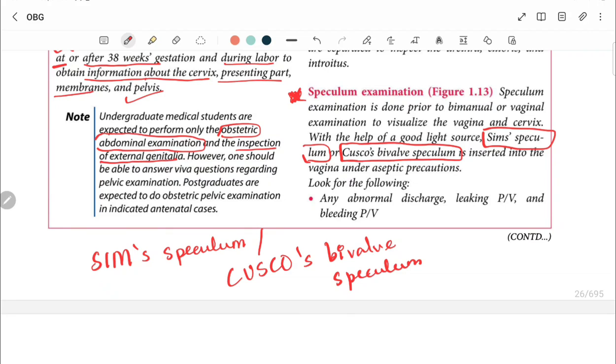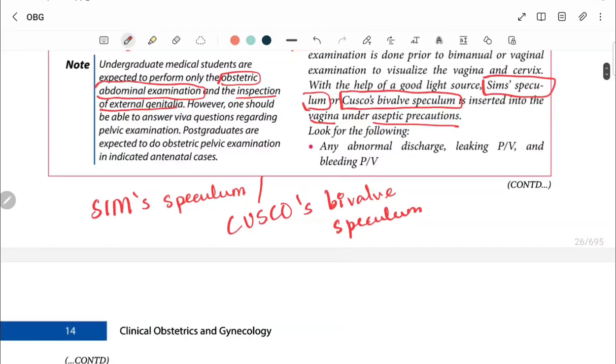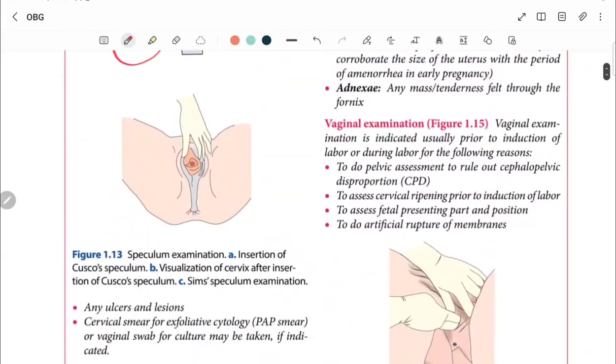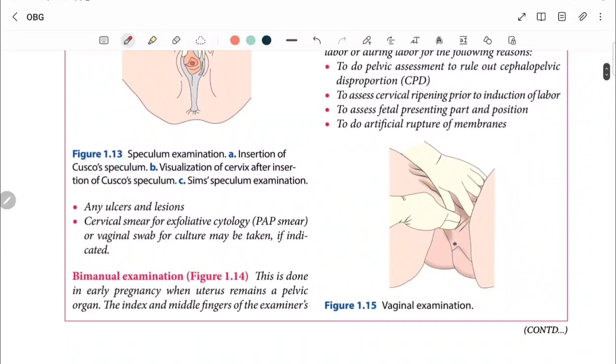So Sims speculum or Kuskow's bivalve speculum is inserted into the vagina under aseptic precautions. So look for the following: any abnormal discharge, leaking PV, bleeding PV. So this is the speculum examination. What is the name? Sims speculum or Kuskow's speculum.